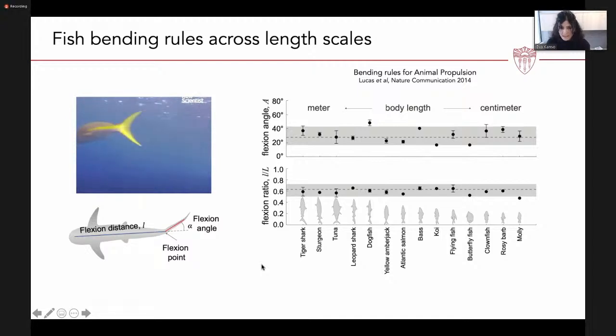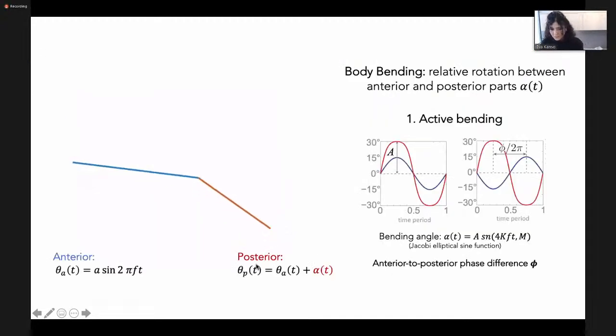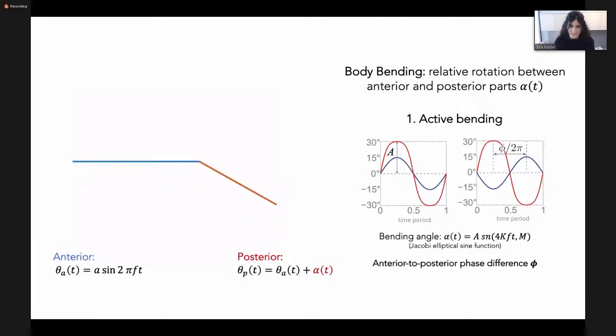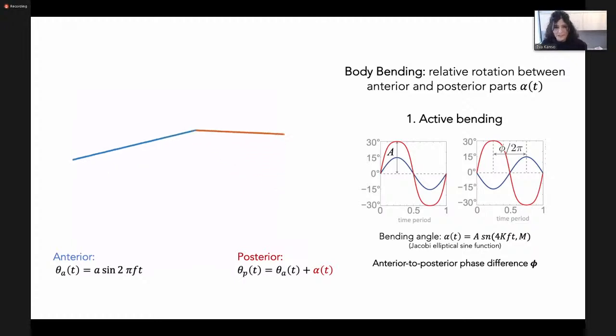So to address this question, we did the simplest model possible. The fish is a two-link fish. It has one flexion point. The anterior is always flapping sinusoidally back and forth. The posterior part, the tail, could flap together with the anterior into what we would call a rigid flapping. They flap together rigidly, or it could flex or bend relative to the anterior. And I'm going to use the words flex and bend with the same meaning. Just to confuse you, I'm going to use two words to say the same thing.